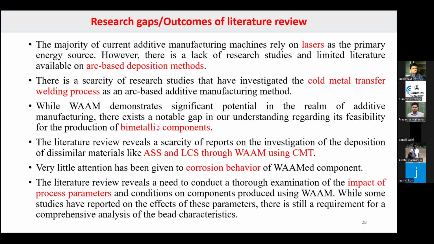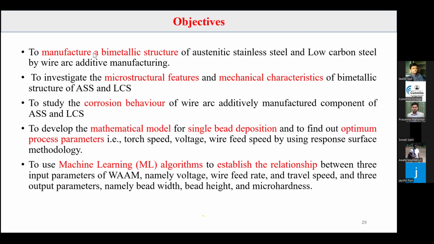Then I have deposited two different materials. What I have observed is that people are depositing only a single material, but I have deposited two different materials, that is austenitic stainless steel and low carbon steel. Then I have studied its corrosion behavior. So these are the objectives: to manufacture a bimetallic structure, then to study its microstructural features and mechanical characteristics, then to study the corrosion behavior of that bimetallic component.